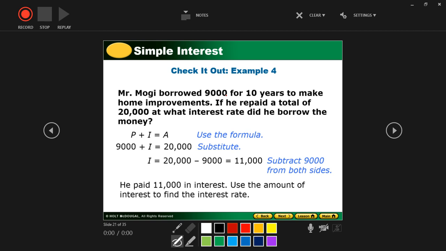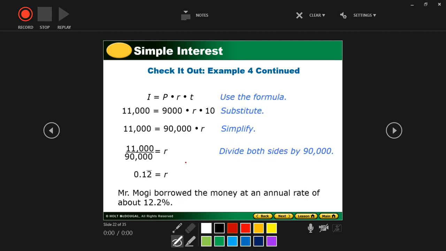Okay, another example. Mr. Mugi borrowed 9,000 pesos for 10 years to make home improvements. If he repaid a total of 20,000, at what interest rate did he borrow the money? Same situation as before. The money he borrowed is 9,000 pesos. The total he will pay is 20,000 pesos. So only 9,000 was borrowed, 20,000 was paid. How much is the interest? That is 11,000, because 11,000 plus 9,000 is 20,000. That is the interest.